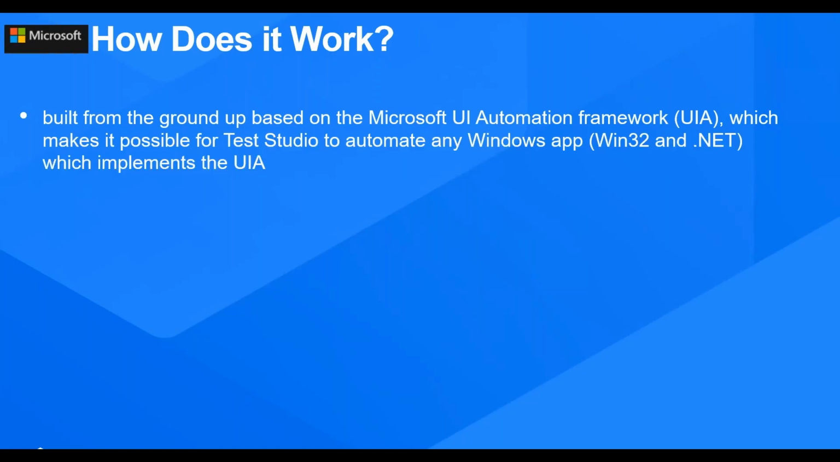How it actually works under the hood, some technology involved now. The new type of desktop tests that we're introducing is built from the ground up, and it's based on the so-called UI automation framework, which is provided by Microsoft, and practically it makes it possible for Test Studio to automate any Windows app which implements and contains this automation framework, both Windows 32 and .NET.